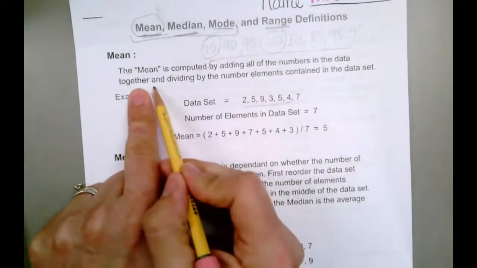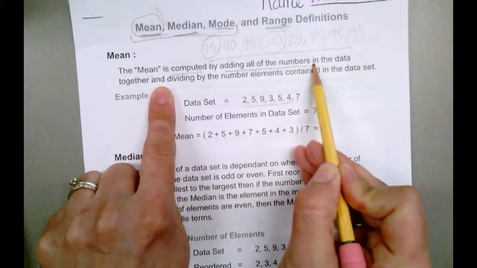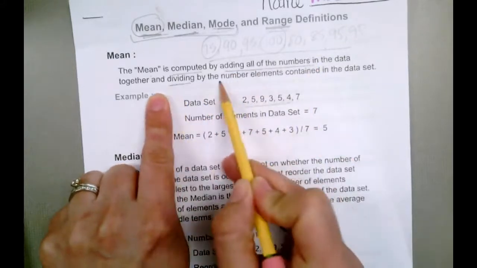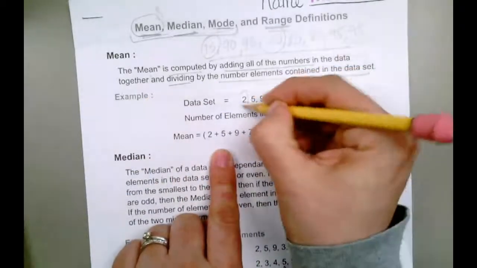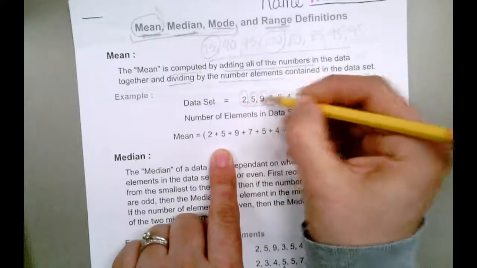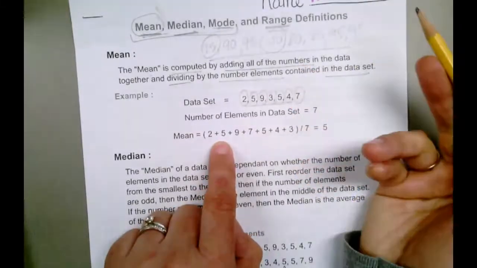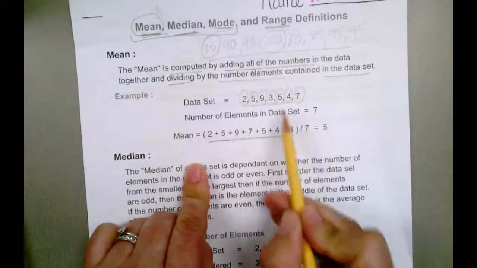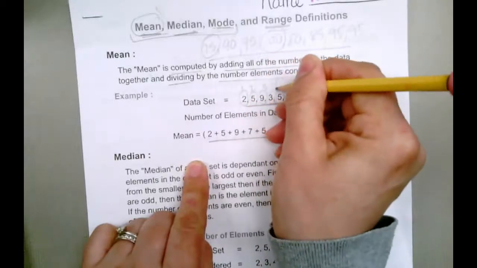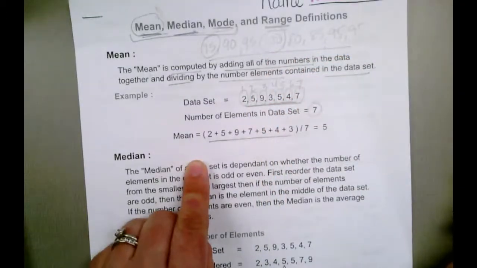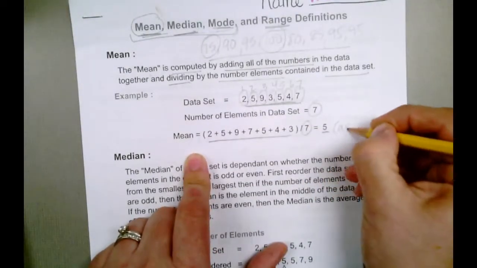So first is mean. The mean is computed by adding all the numbers together and then dividing by the number of elements in the data set. They give you an example here. This is my data: 2, 5, 9, 3, 5, 4, 7. Notice they're not in order, but to find the mean, that doesn't matter. They all get added together, these numbers here, and there are 7 of them: 1, 2, 3, 4, 5, 6, 7 numbers. So you divide by that, and that gives you the mean, or the average. That's another word for mean.